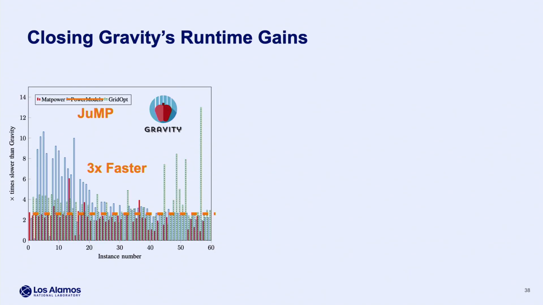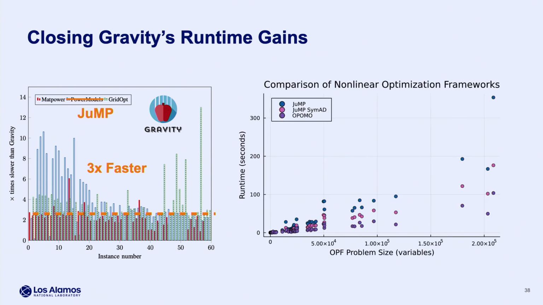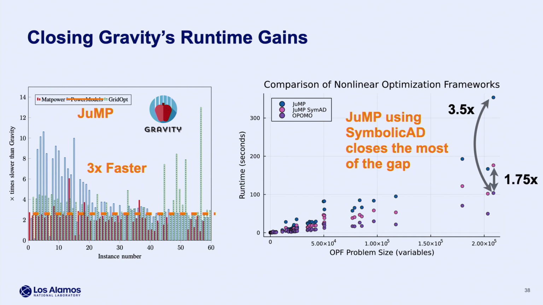But the big question is, are we beating Gravity? Did we close this 3x gap? To show you very specifically, JuMP's default is about 3.5x slower than Gravity out of the box. And with the symbolic AD, we closed it down a bit more. So we're not 100% there yet, but it's a lot better than it was before. This is a pretty big and exciting feature if you're solving really large AC problems or other large nonlinear problems in JuMP. Just try the symbolic AD library and see if it makes your problem faster.